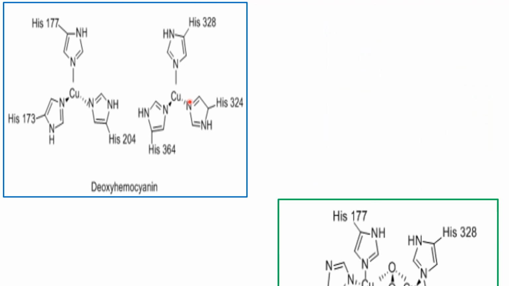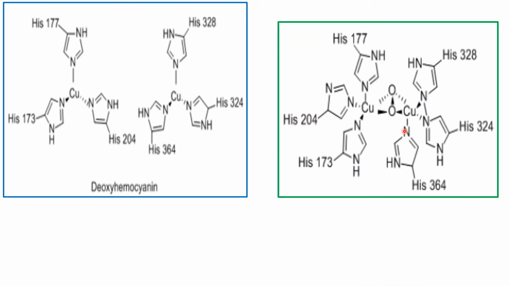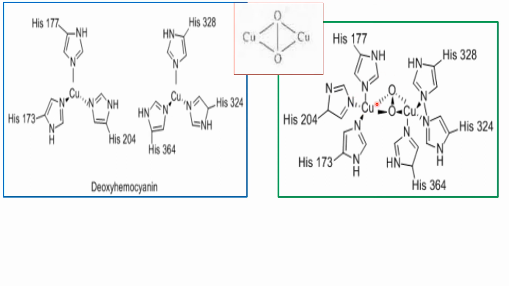Now we are going to discuss the oxy form of hemocyanin. In the oxy form, oxygen binding occurs. The two copper atoms shown in the deoxyhemocyanin are coordinated to the oxygen, and the copper atom is oxidized from +1 oxidation state to +2 oxidation state, and the colorless compound becomes a colored one, that is, bright blue colored. So hemocyanin is known as blue blood.